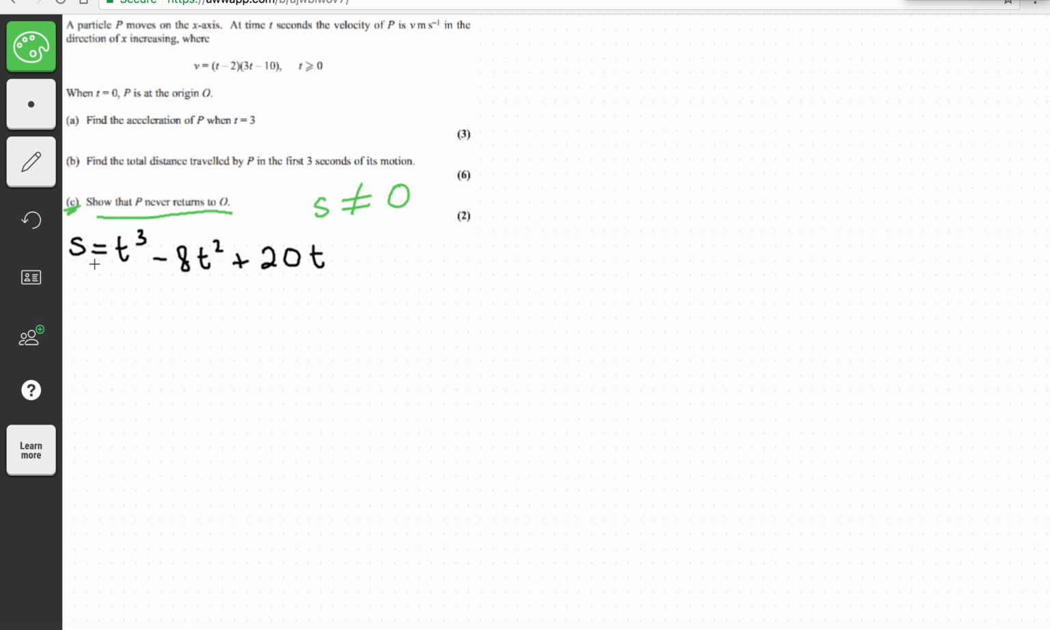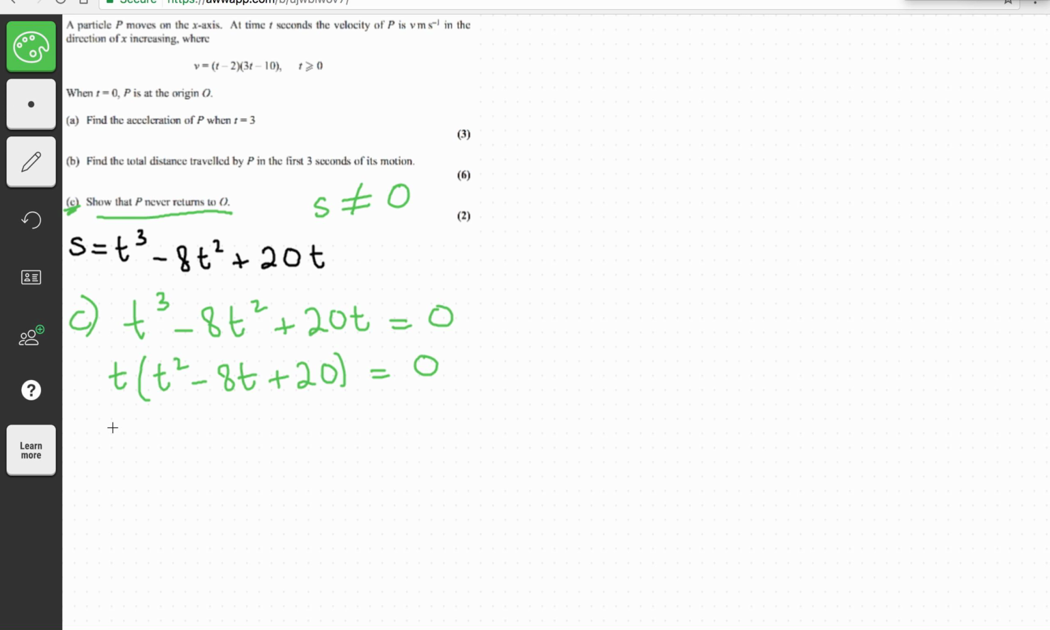From part B, we know that S equals t cubed minus 8t squared plus 20t. We're simply going to equate this to 0. So we're going to write it down as t cubed minus 8t squared plus 20t equals 0. Now we can see that t is common in all of those terms. We can factorize that by writing t times (t squared minus 8t plus 20) equals 0.